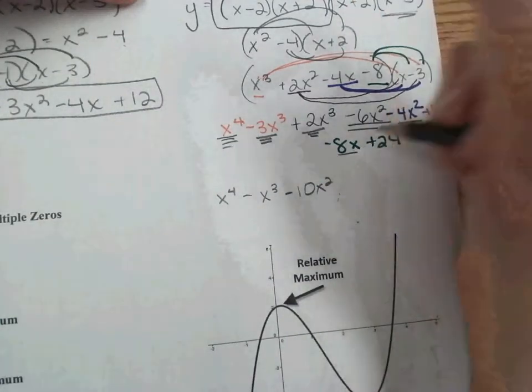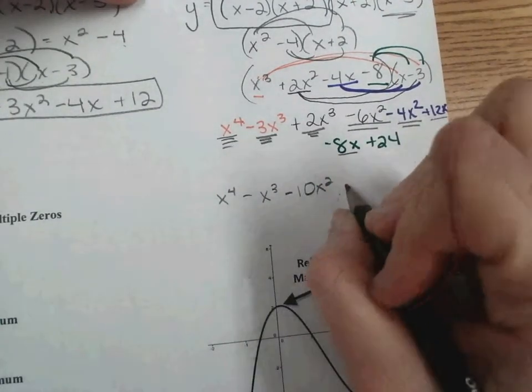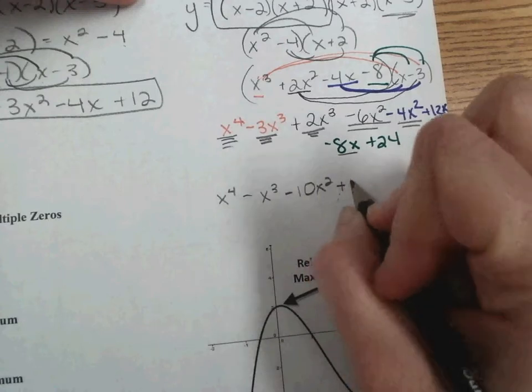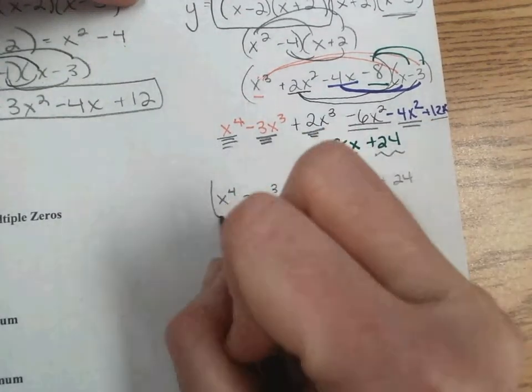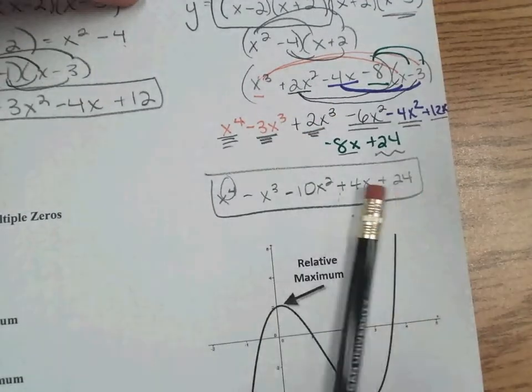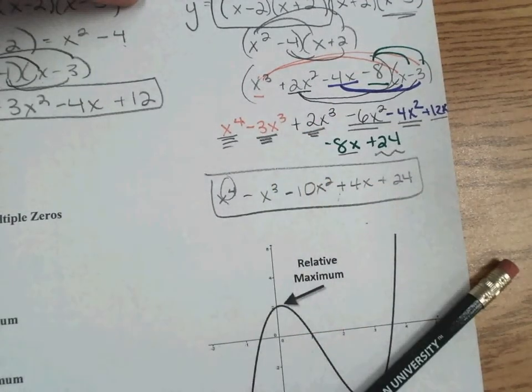And then we've got our x's next to each other, so a plus 12x and a minus 8x is going to be a plus 4x. And then we've got our plus 24 constant at the end. So our quartic, again this degree 4, is called a quartic polynomial.